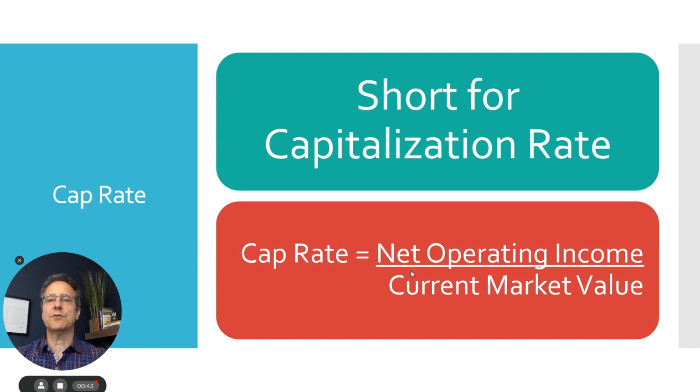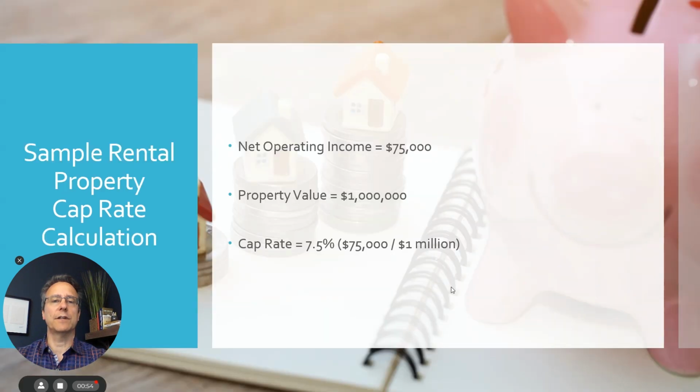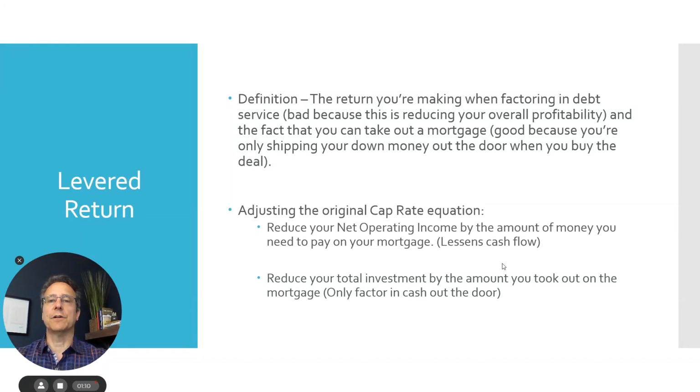So cap rate, that's short for capitalization rate. Very simple equation. It's basically the net operating income that your property is generating over the current market value. And so looking at a quick example, let's say your net operating income is $75,000. The value of your property is $1 million, and so that would translate to a cap rate of 7.5%, and you can see the math there. Very straightforward.